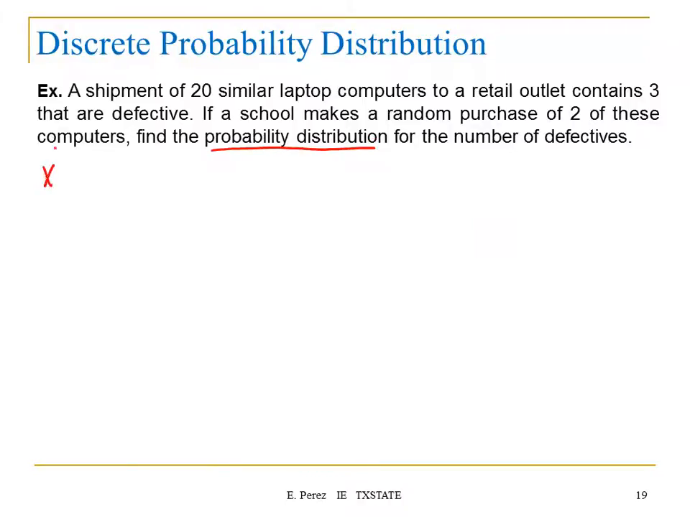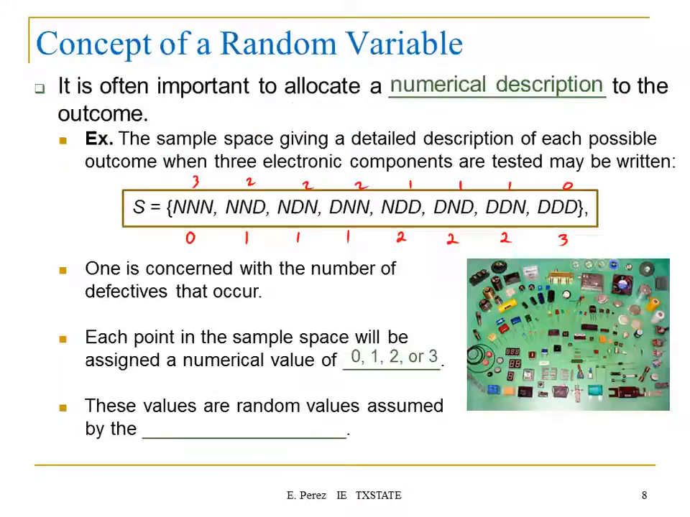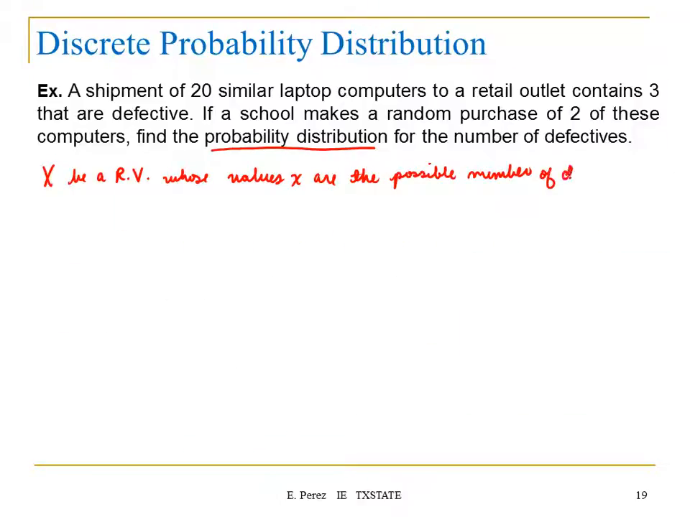Let x be a random variable whose values x are the possible number of defective computers purchased by the school.